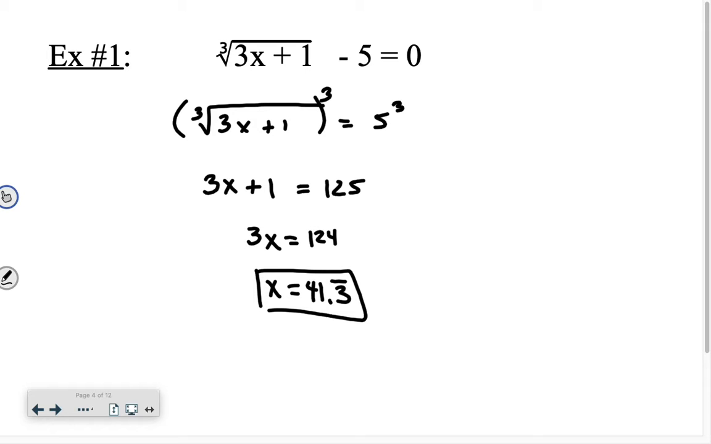Okay, so in this scenario, I don't really have to worry about plugging this back in and checking it, because I can take the cubed root of anything. Positive, negative, 0, doesn't matter. So this one's gonna work. I don't have to worry about that. It's the even roots that you got to worry about. Okay? Remember doing this last year? All right, so there's the refresher.